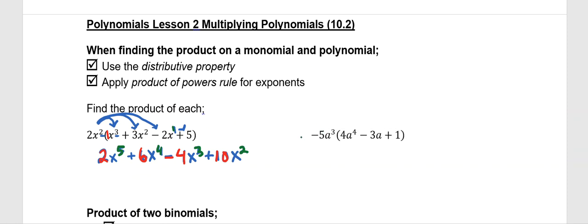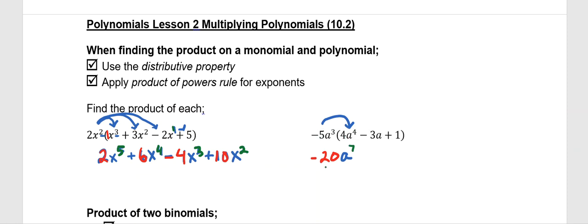All right, so let's do this one more time. I have this monomial, single-term polynomial of negative 5a to the third, and I'm going to multiply it by each of the terms of this polynomial. So negative 5a to the third times 4a to the fourth. Negative 5 times 4 is my negative 20a, and then I'm going to add the 3 plus the 4. 3 plus 4, that's going to give me 7.